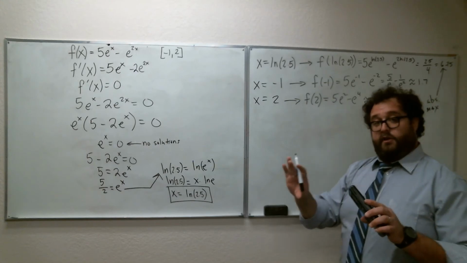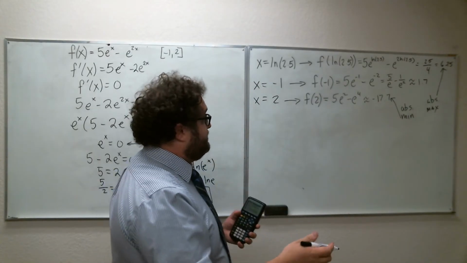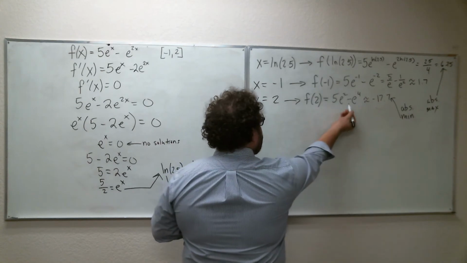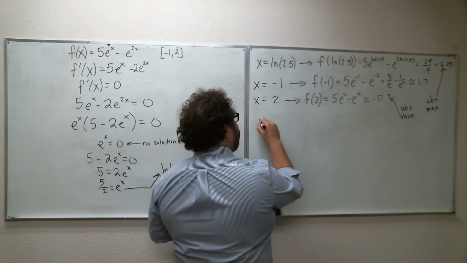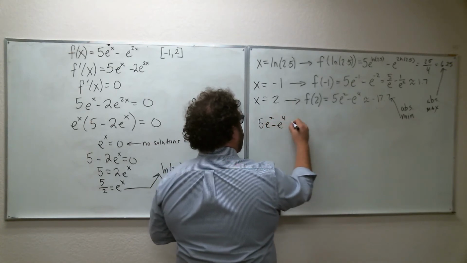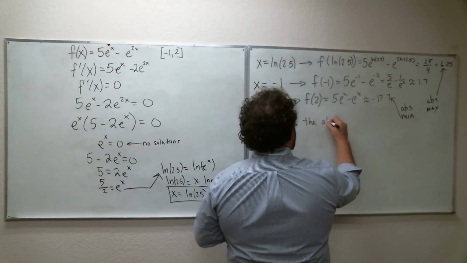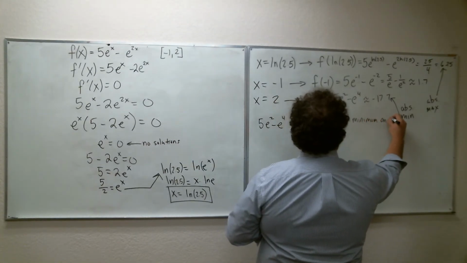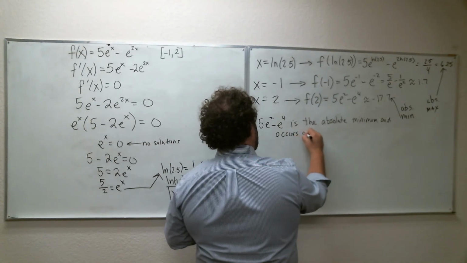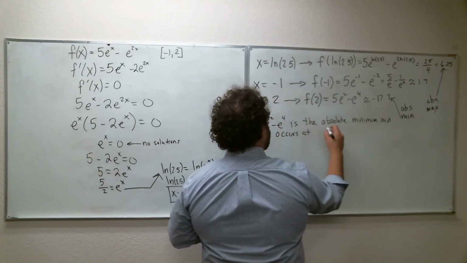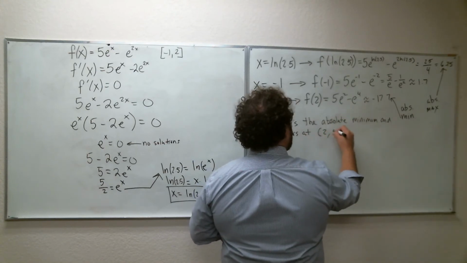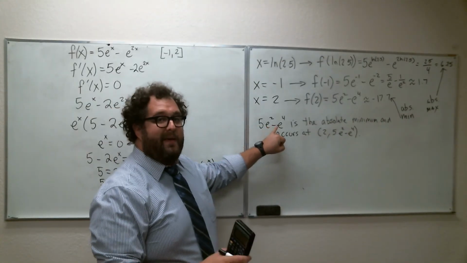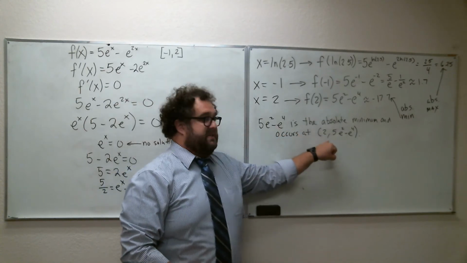Now here's what we say. Let's be clear with the lingo. So we say, actually, let's be exact here. That's the exact minimum value. So 5e squared minus e to the fourth is the absolute minimum and occurs at the point, let's see, 2, comma, 5e squared minus e to the fourth. So that's x comma y. So the y value is the minimum value. It occurs at this specific point.